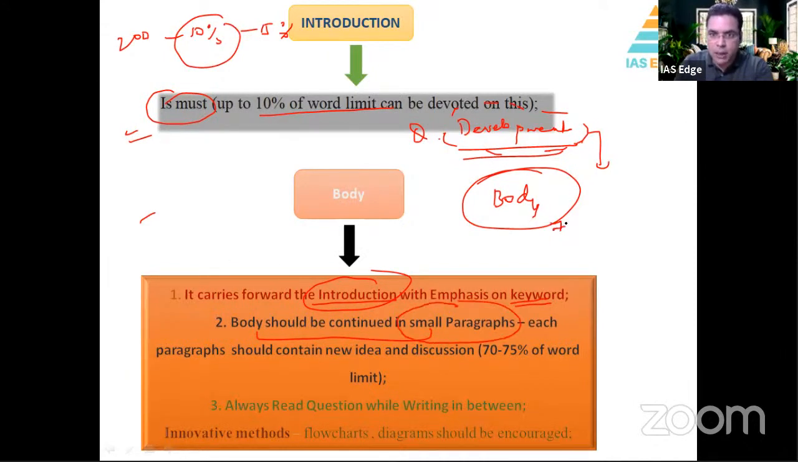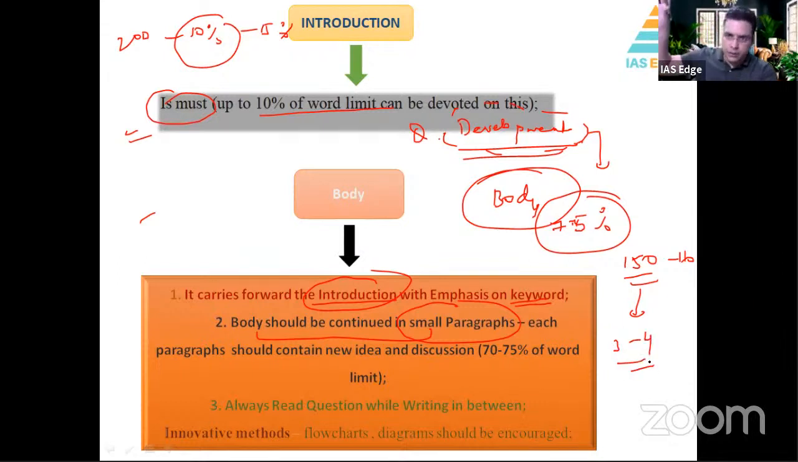Let's say you write 75% in the body. So in a 200-word answer, you're writing 150, 160 words for the body only. You can divide the body into maybe 3 to 4 paragraphs, and every paragraph is about 40 words. Here you can write in detail, you can discuss. Remember one more thing, UPSC has not defined how to write an answer. So here you can be innovative also.